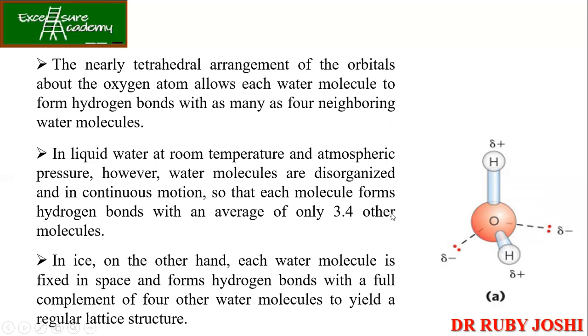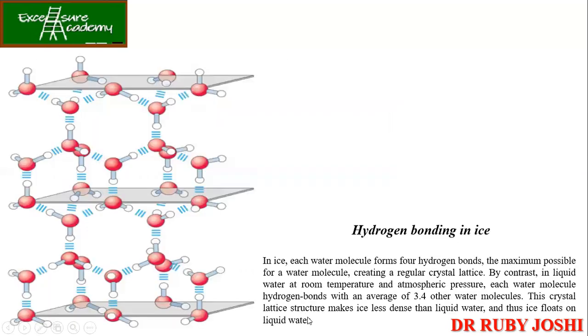In liquid water at room temperature and atmospheric pressure, the water molecules are disorganized and in continuous motion, right? Each molecule forms hydrogen bonds with an average of only 3.4 other molecules. This is just an average number they have given. Whereas in the case of ice, each water molecule is fixed in space and forms hydrogen bonds with the full complement of four other water molecules to yield a regular lattice. So this is how the ice lattice is shown. You can see that each molecule is going to be associated with four others.